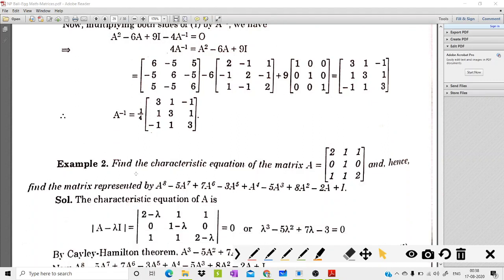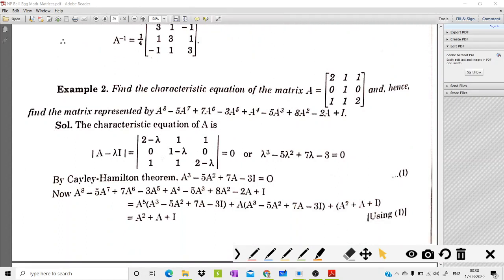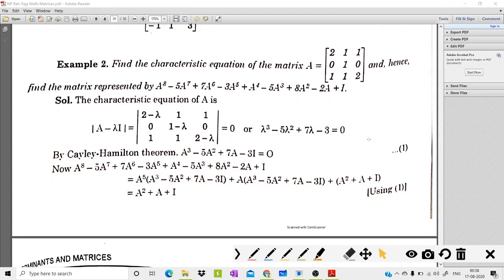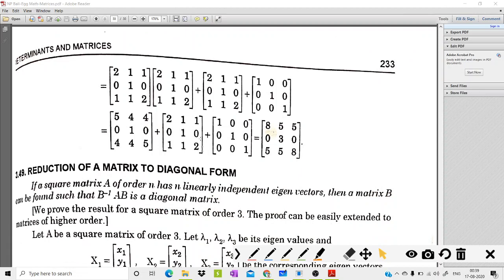In the second example, they calculate the characteristic equation first. This is an 8 by 8 matrix. We know that evaluating A inverse through minors and cofactors is a very tedious process. So once you write the characteristic equation, you can easily find A raised to 8 by multiplying this equation with A raised to 5, etc. So these are so many illustrated examples.